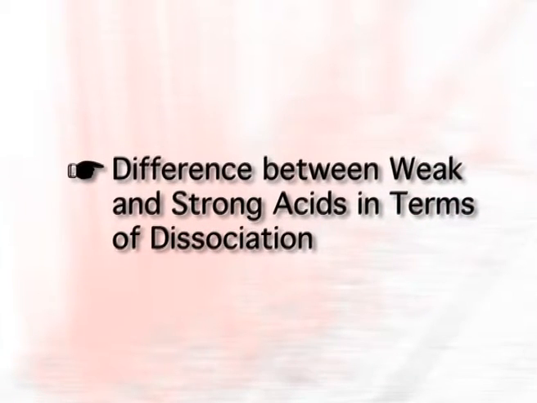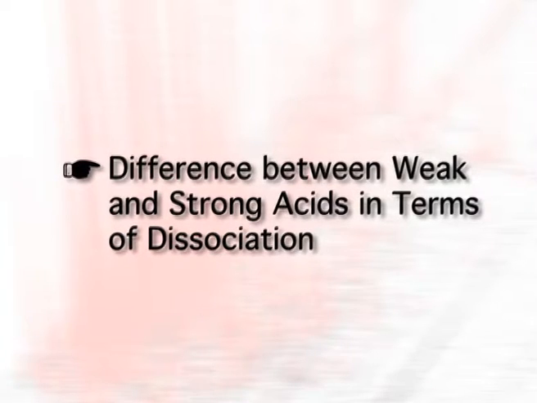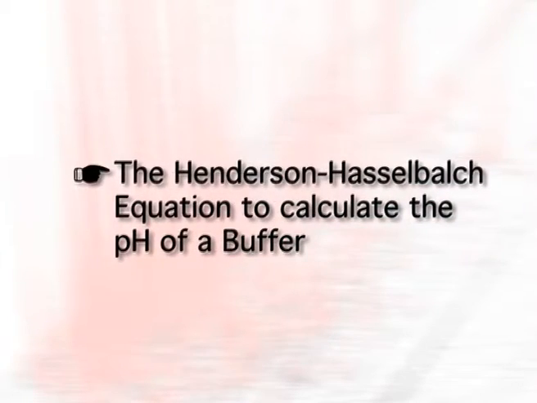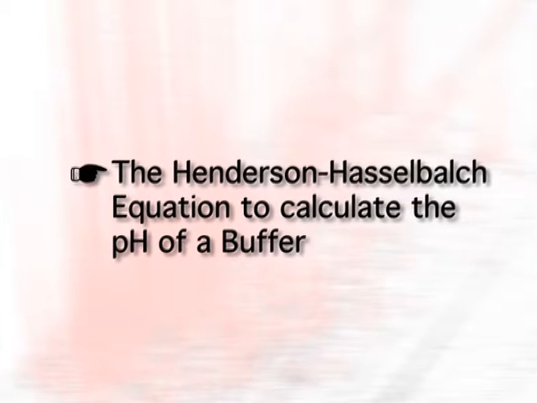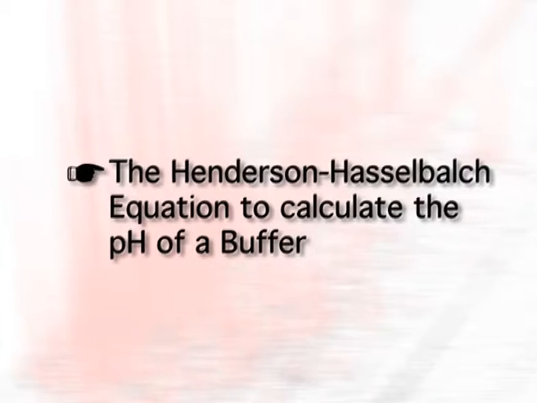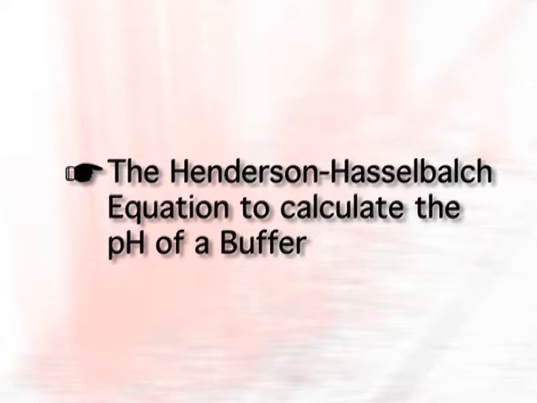Welcome. The topic of today's discussion is buffer. In this session, we will discuss the chemical composition of buffers. The buffering capacity and the buffering range will also be discussed. We will also discuss the mechanism of buffering and the difference between weak and strong acid in terms of their dissociation. The Henderson-Hasselbalch equation, which is important for calculating the pH of a particular buffer system, will also be discussed.